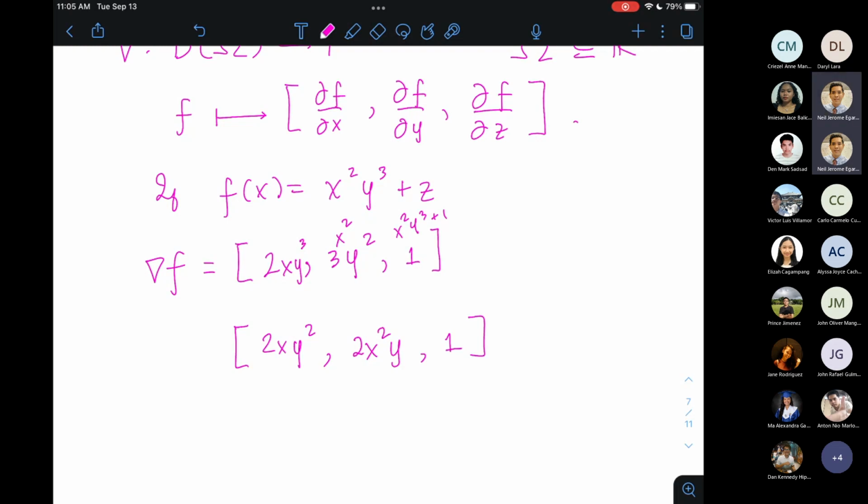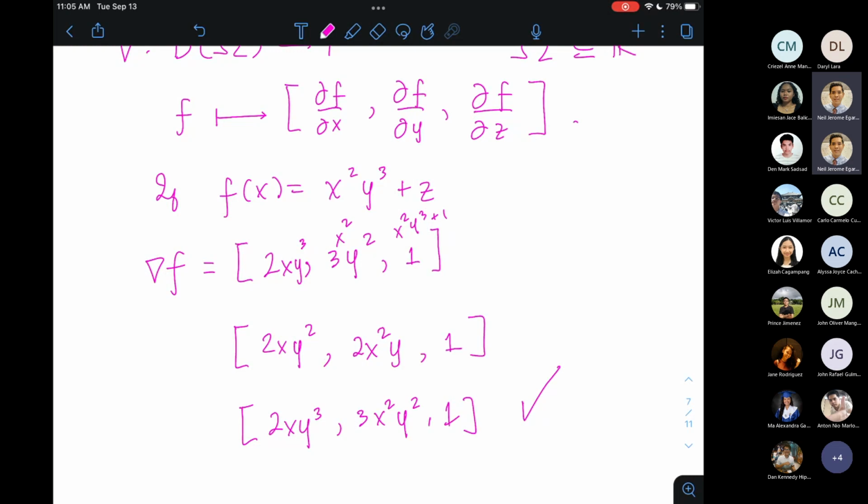Ba't hindi tayo magkasundo-sundo sa simpleng calculus? 2xy cubed, 3x squared, 3x squared, y squared, 1. Okay, finally, I think that is the right answer.